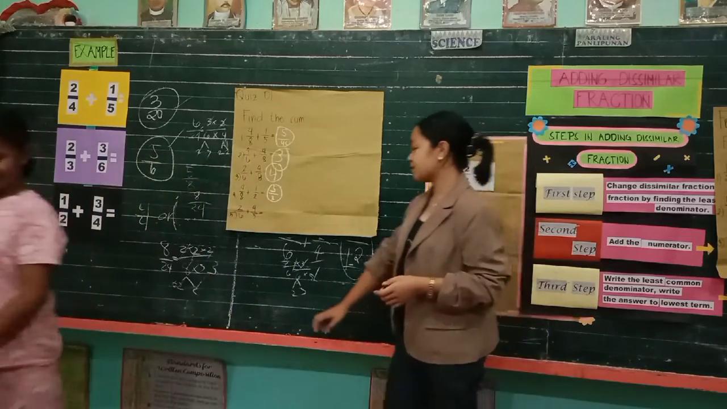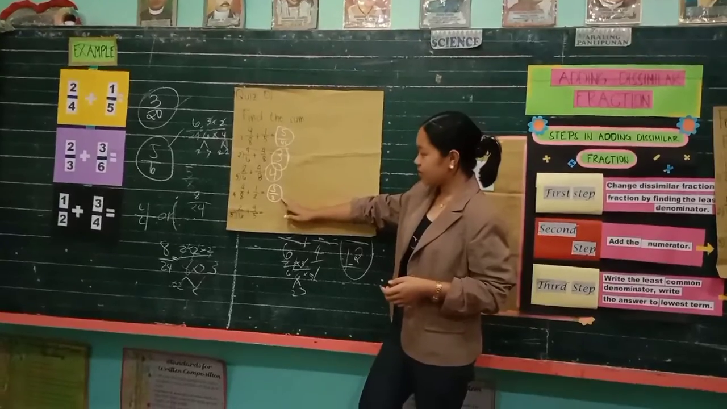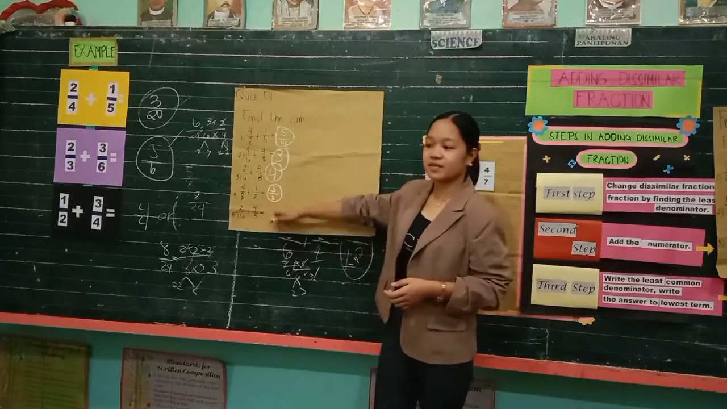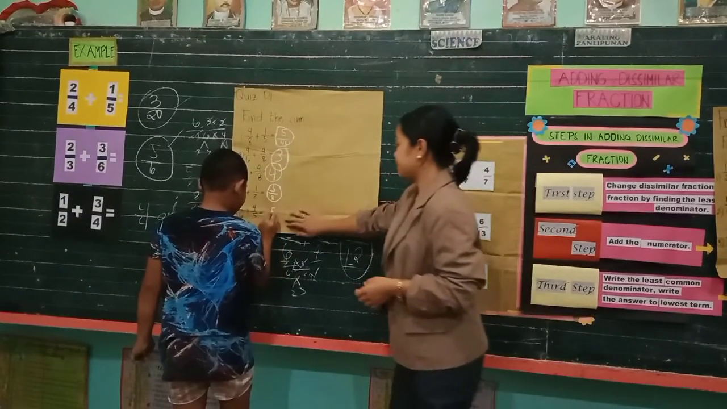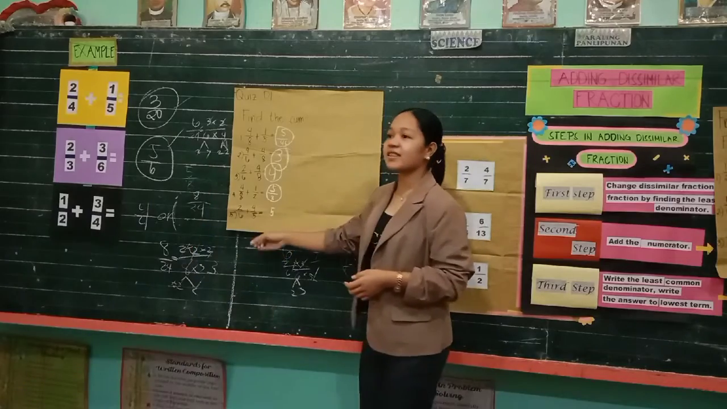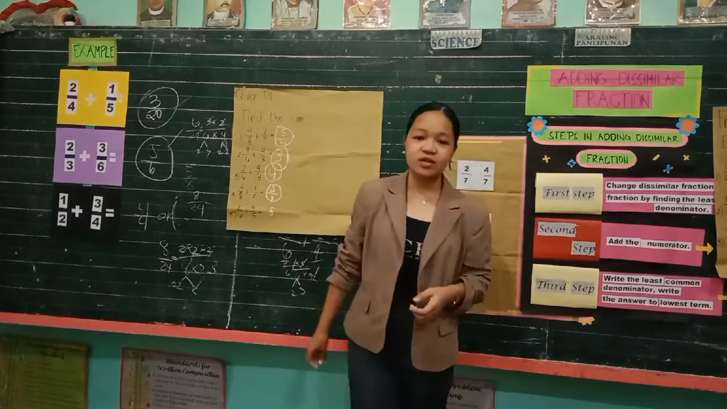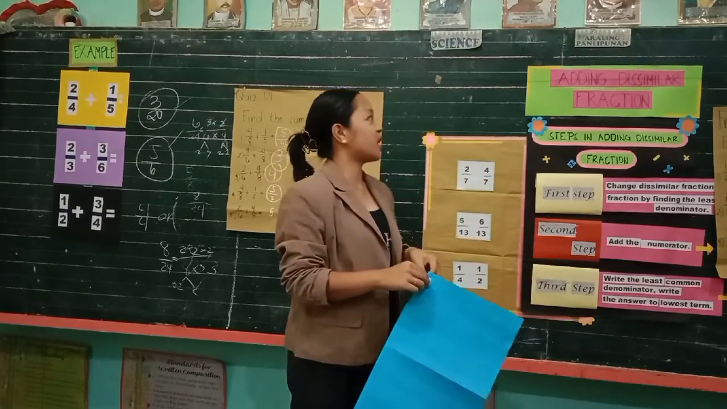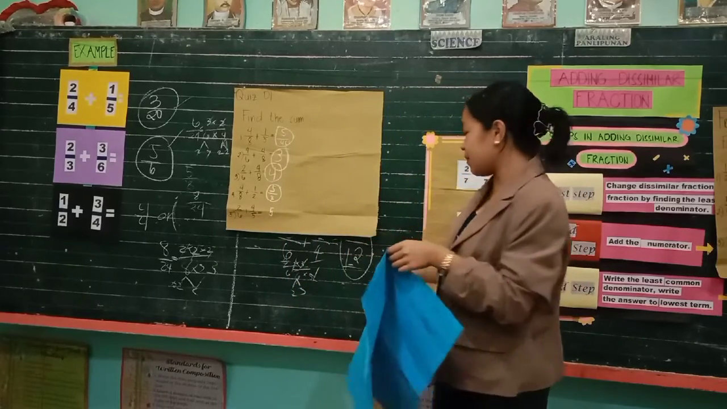Is it correct? Yes. Can we reduce it to lowest term? No. Very good. The last number, who will answer? Is it correct that the answer is 5? Yes. Yes, very good. Now that you already know how to add dissimilar fractions, I have here an assignment.